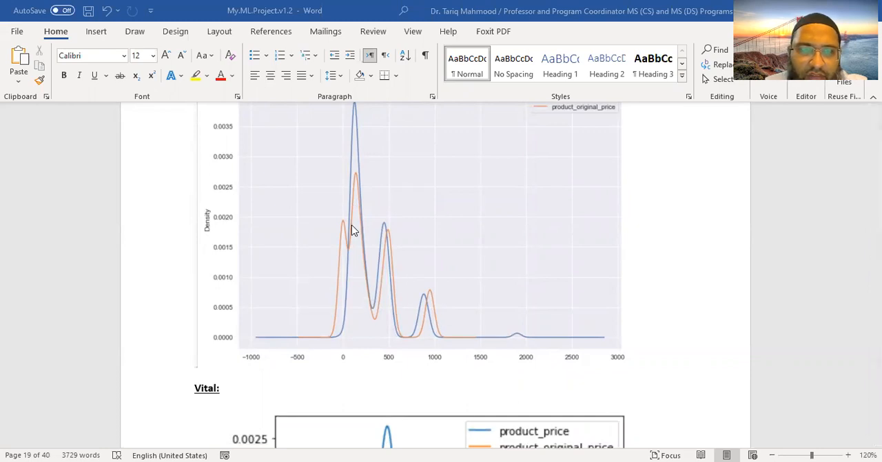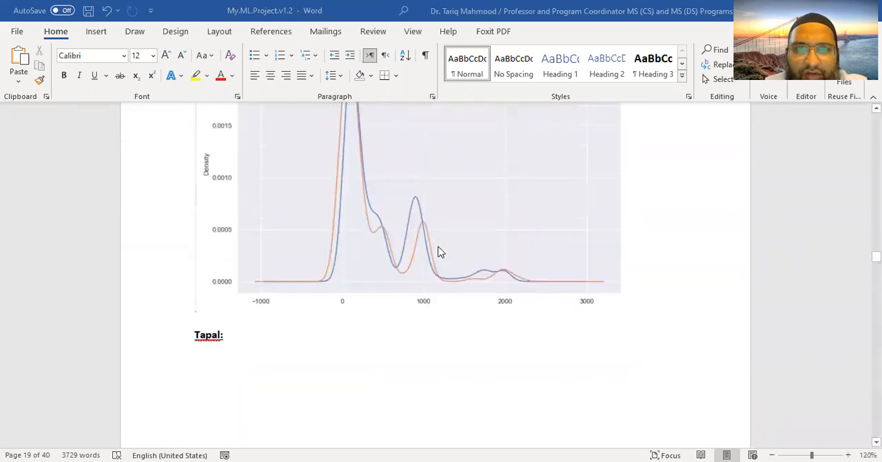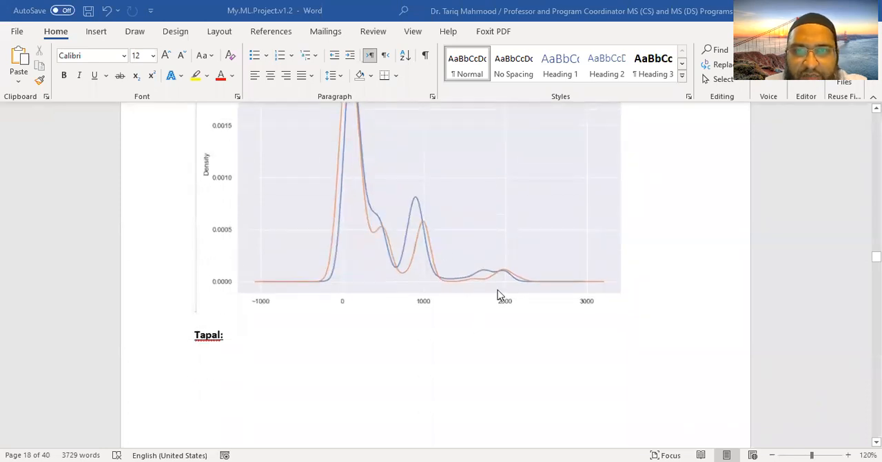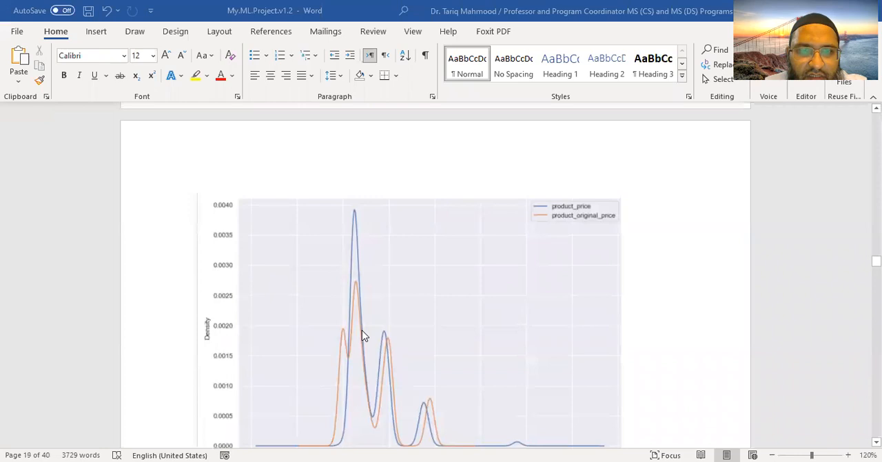So in the Tapal case, we can see that the amount of discount is not very different, but in the case of Lipton, again it's pretty sophisticated. But in the case of Tapal, you can see that there's a huge gap. So sometimes we have lots of discounts, sometimes less discount. So again, in the case of Tapal, we see something which is not as sophisticated as compared to Lipton in this case.